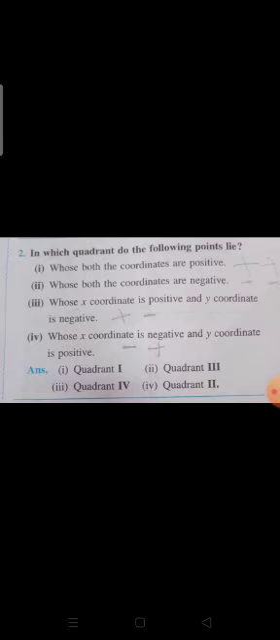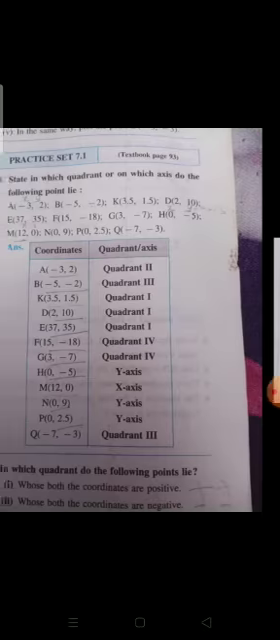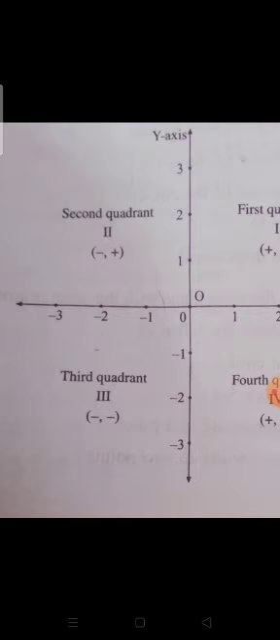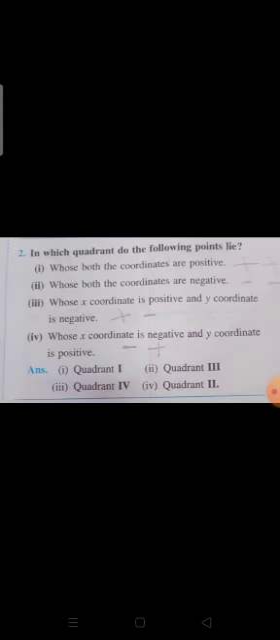Okay, now the first one is whose both coordinates are positive. Which quadrant has both coordinates positive? Obviously the first quadrant. So the answer is the first quadrant. Secondly, whose both coordinates are negative? The third quadrant. So the answer will be third.